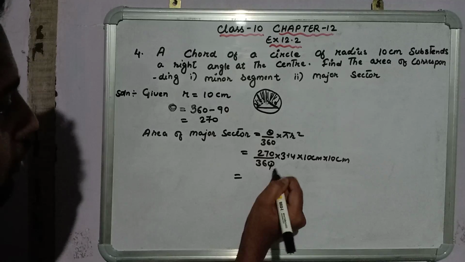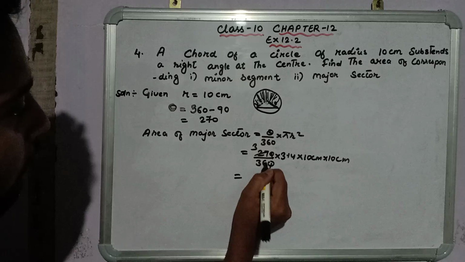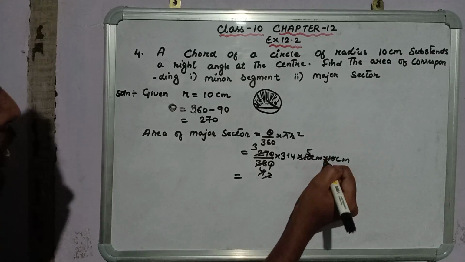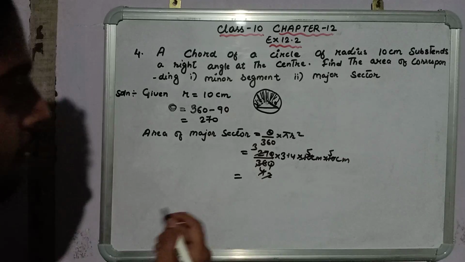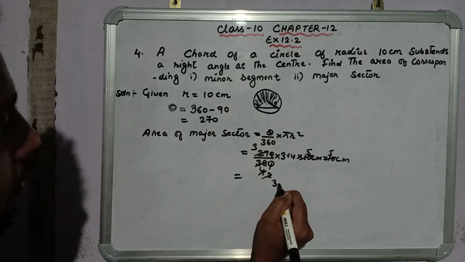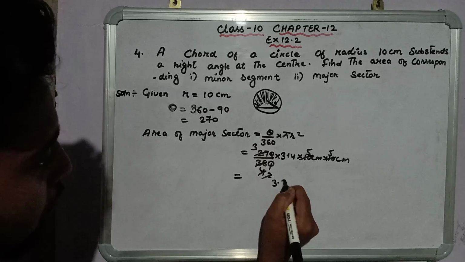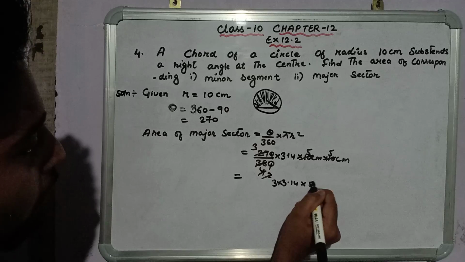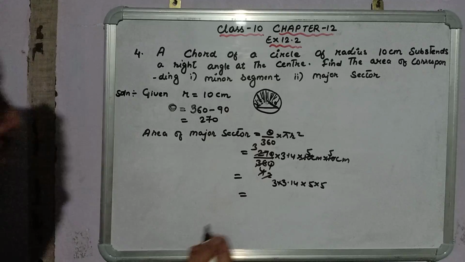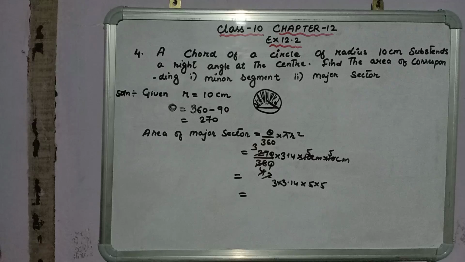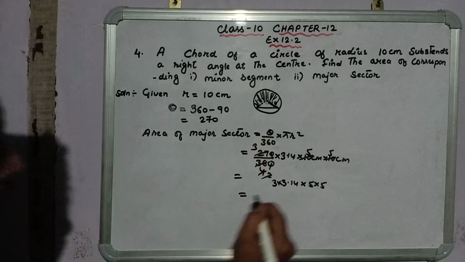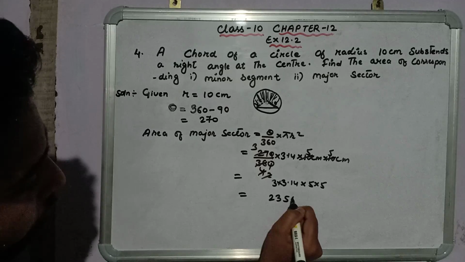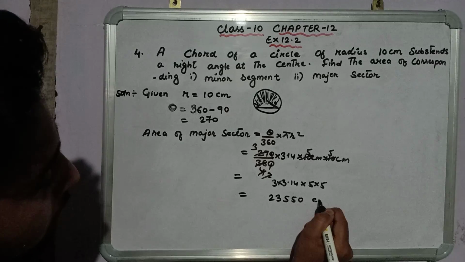So we'll be cancelling it out. 0 0 cancel out. 9 3 ja 27, 9 4 ja 36, 2 2 ja, 2 5 ja, 2 1 ja, 2 5 ja 10. So what are we left with? 3 into 3 into 3.14 into 5 into 5. So if we multiply all this together, we will be getting 23550 centimeter square.